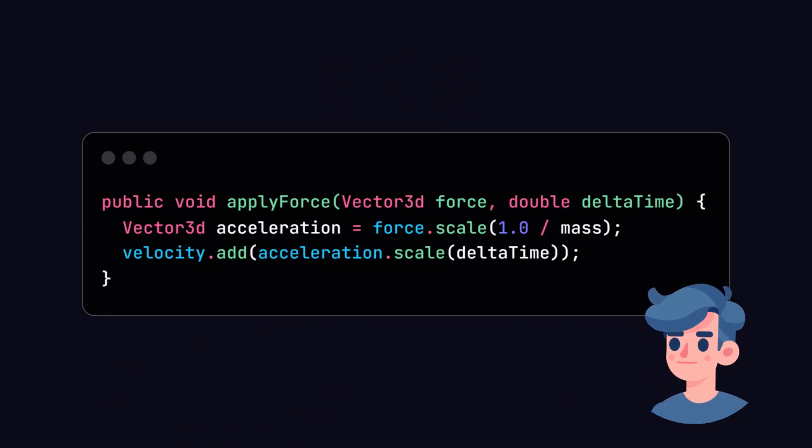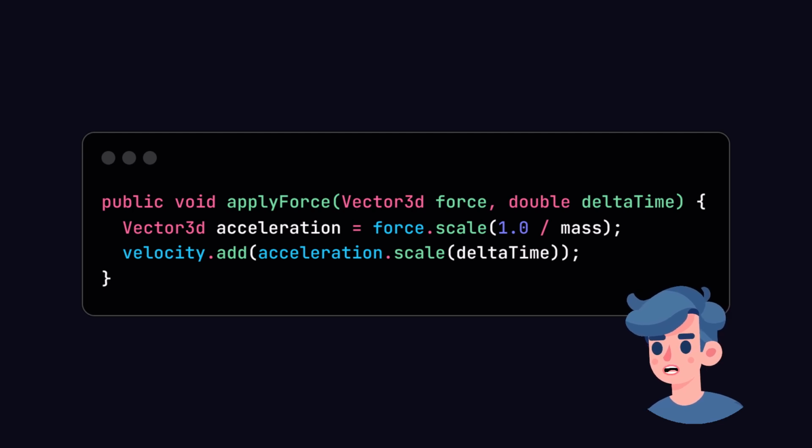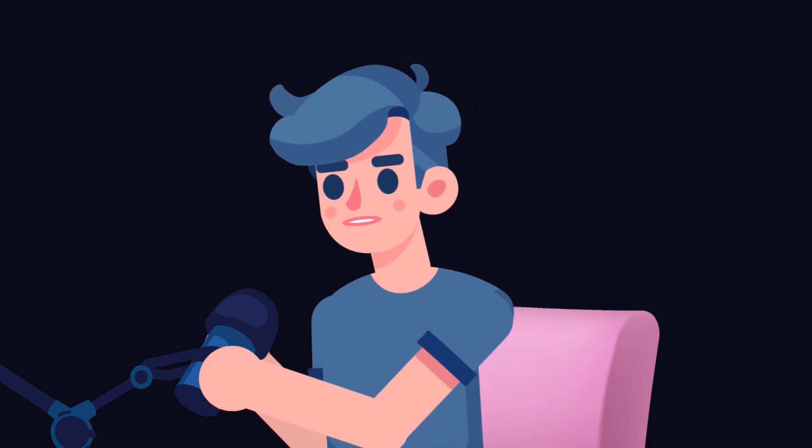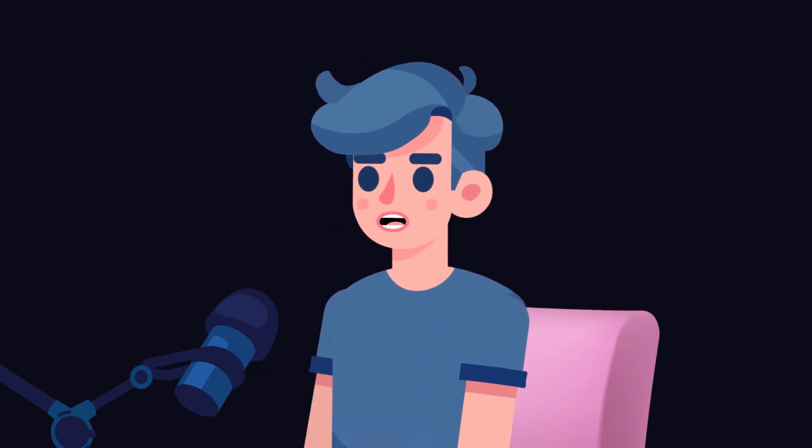Next, let's look at forces and how they affect motion. In the game physics world, forces can be anything from gravitational pull to user input. We can represent forces in code. Here, we apply a force to the rigid body, modifying its velocity based on its mass. An important thing to note here is that the acceleration is computed by dividing the force by the body's mass.